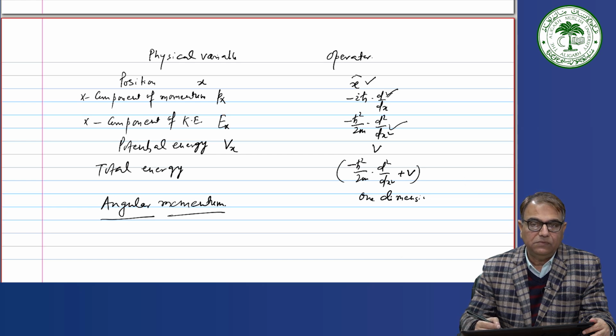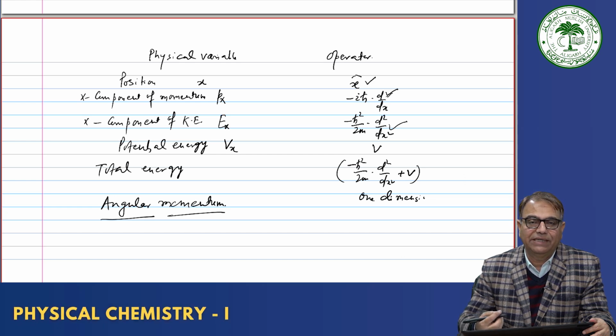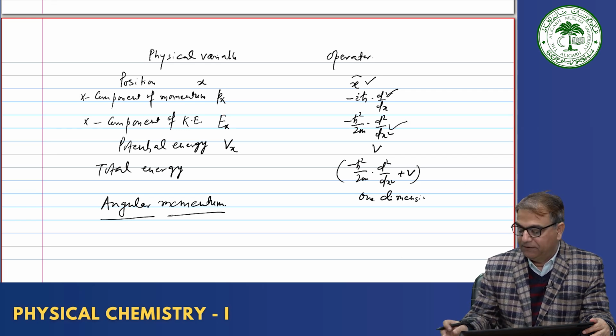Okay. Now, there are certain rules in quantum mechanics for playing with these operators, and those rules are called algebra of operator. It is exactly like number algebra, which you already know. So, what is the algebra of operator, we will see.